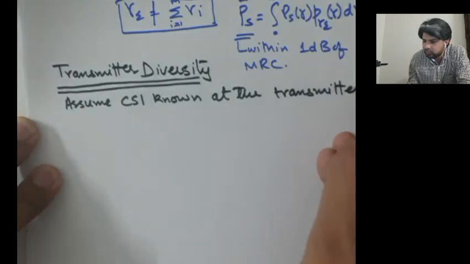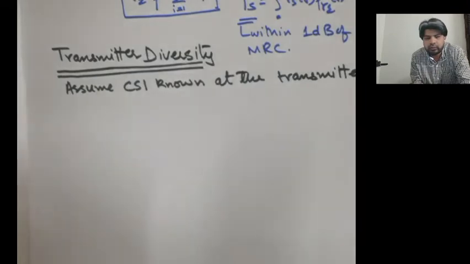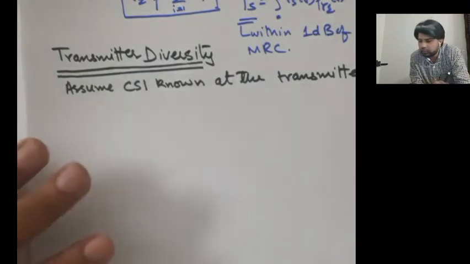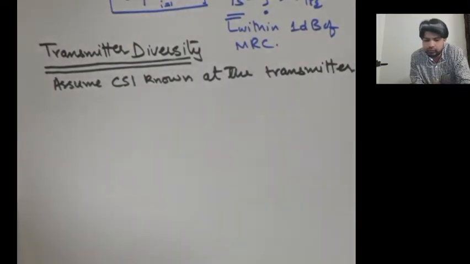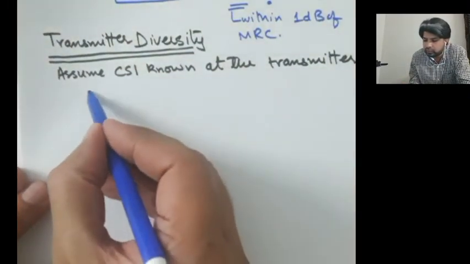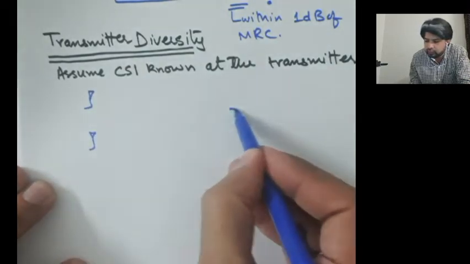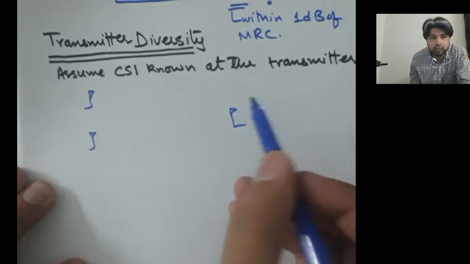So if you know the channel side information at the transmitter, then you can... remember, the model would now be different. Previously you had multiple receiving antennas at the receiving end. Now you would have multiple transmitting antennas. For example, if you have a 2-branch transmit diversity, you would have antenna 1 and antenna 2, and you may have only one receiving antenna.